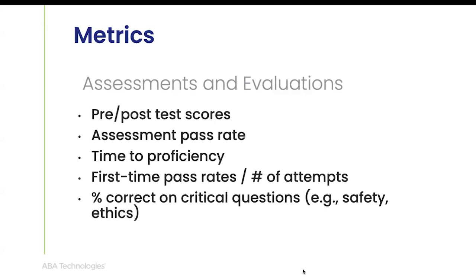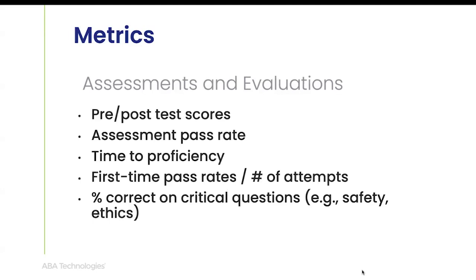And then the last one is percentage correct on critical questions. Just like in safety, when we have a safety checklist, there may be a lot of things on there, but there are these three high flyer items. And if you miss these three items, then it's a complete fail because those could get someone killed. Same type of thing here: there are certain critical questions or critical items that if you get these things wrong, we absolutely have to do remediation on them. We can't just let them go. Things like safety, things like ethics.